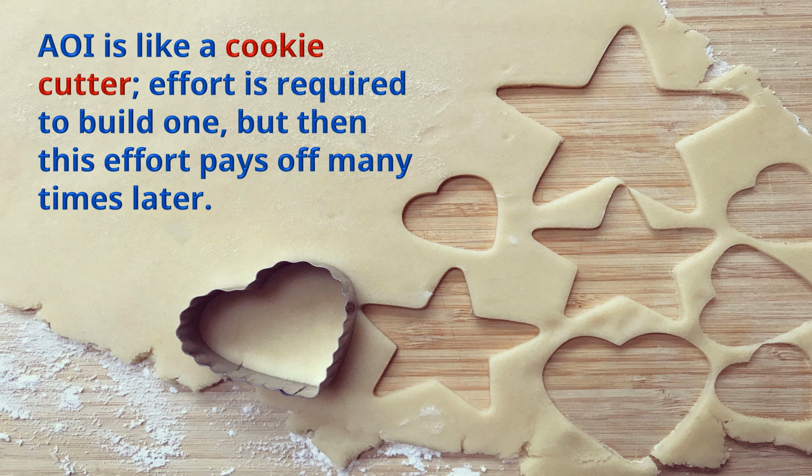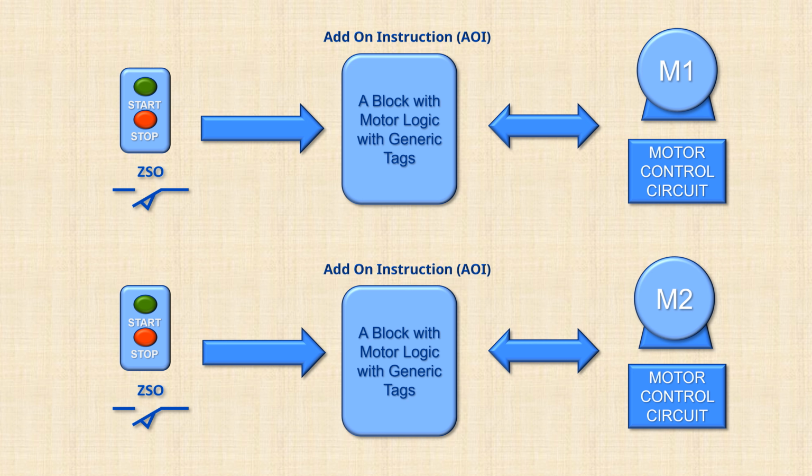And that's exactly what AOI does. You put in a little time and effort upfront to design your cookie cutter, and then voila, you can use it to make all sort of perfect shapes and designs. It's like magic, but with technology. For PLC programming, our cookie cutter will be a self-contained block that will have all the motor logic and internal tags. Like a baking process, we will develop this block once and we will use it multiple times.